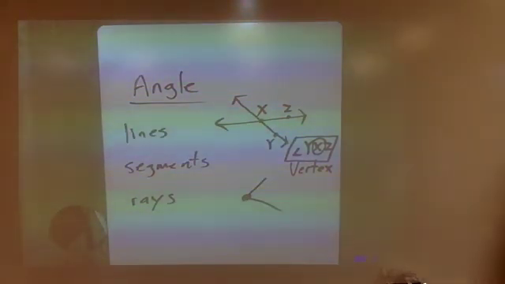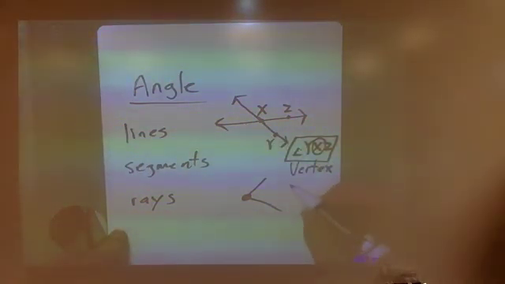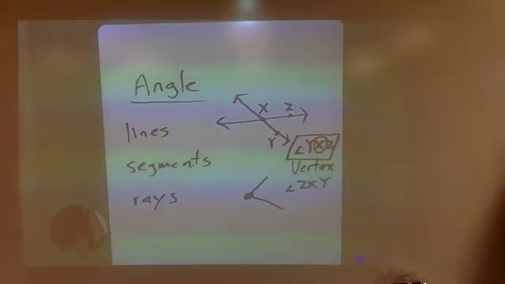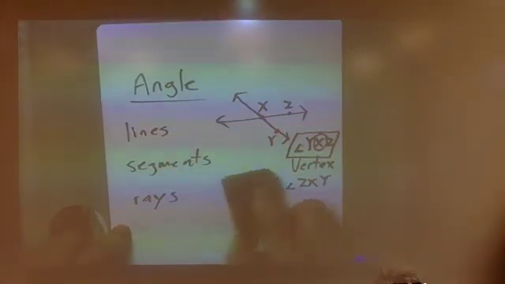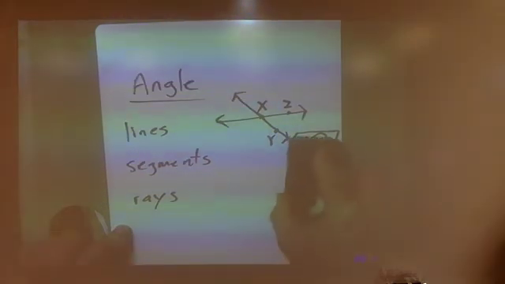So the vertex is always the middle letter, and then your end letters are the lines, segments, or rays that extend off that vertex. So angle YXZ is the same thing as angle ZXY. That's a common question I get. They say, I understand that the vertex has to be the middle letter, but how do I know what has to be the first and the third letter? It doesn't matter. You could do YXZ or ZXY. You're talking about the same exact angle. One way is not more right than the other. All right, so that's how you label an angle with 3 letters.